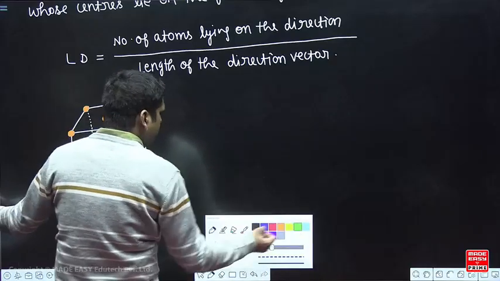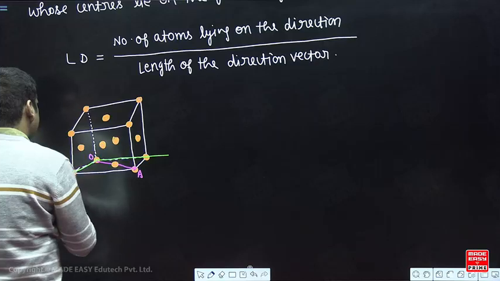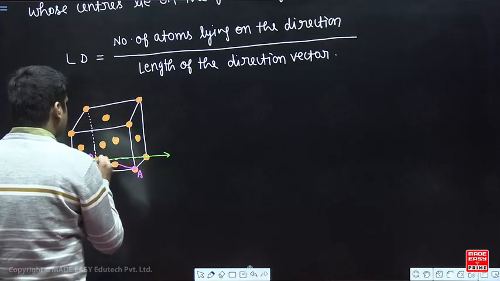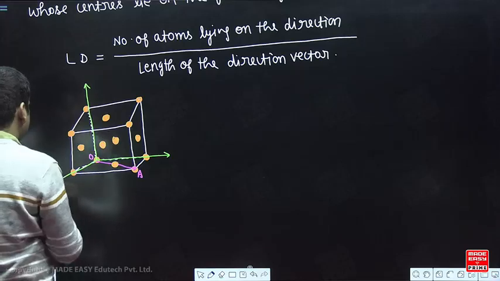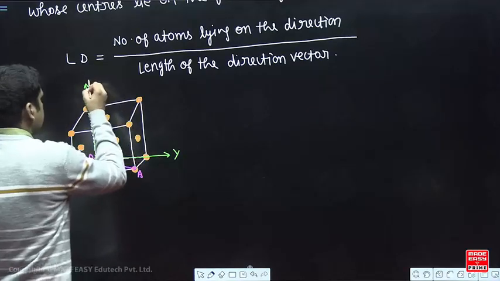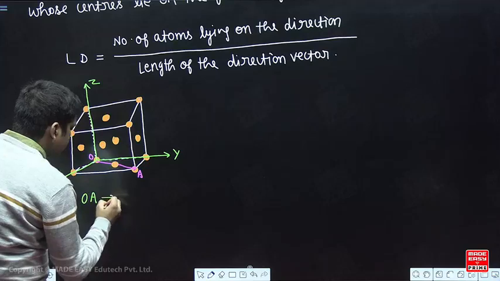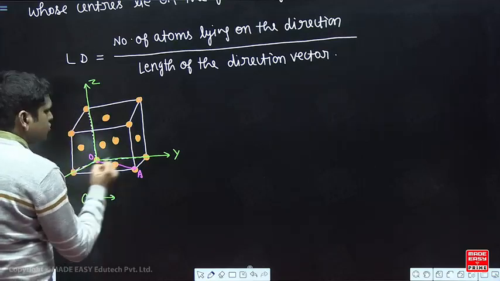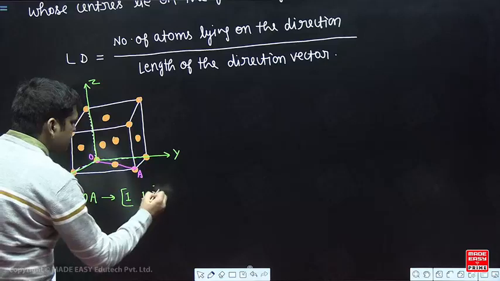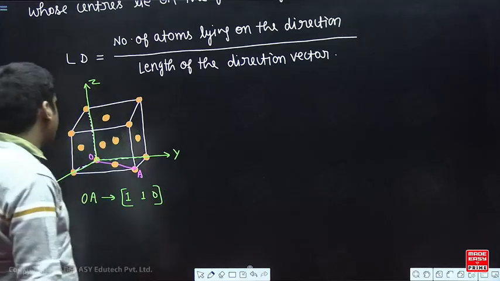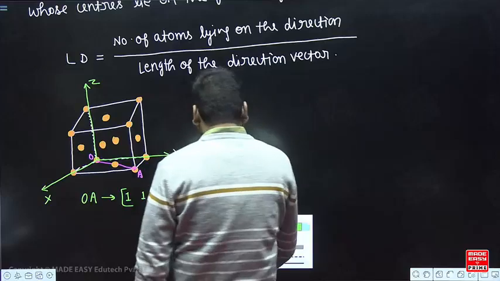Suppose we define the crystal coordinate system like this, x, y, z. Then what is OA? If you see, this is x axis 1, y is 1, so it is 1, 1, 0. This would be OA. So along OA, you want to find out the linear density.